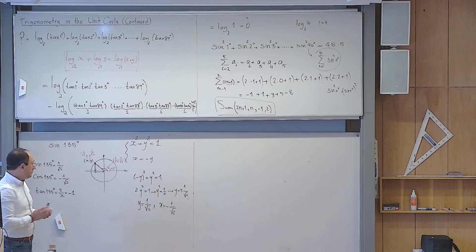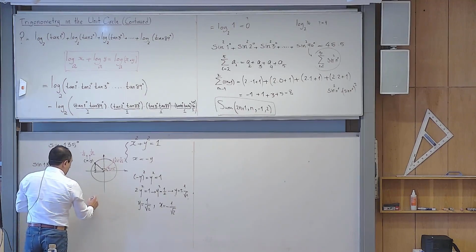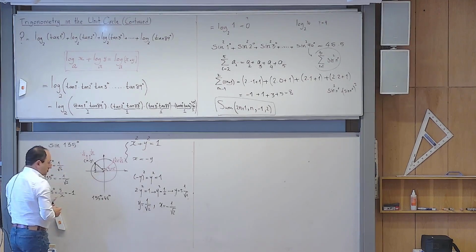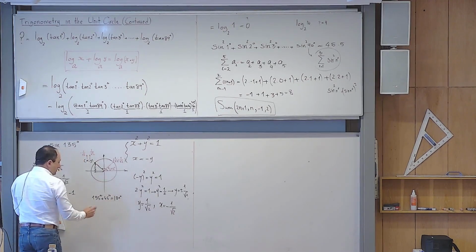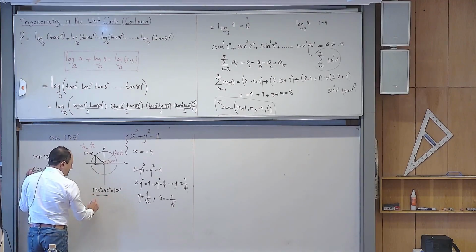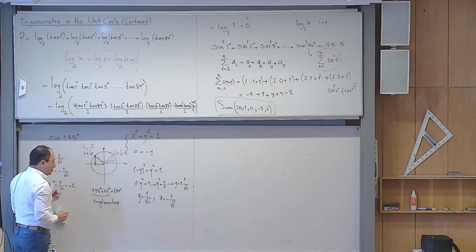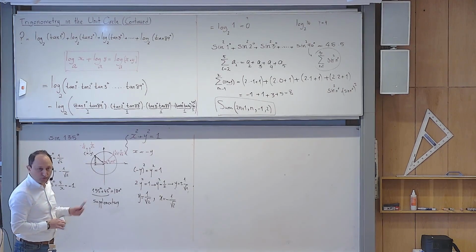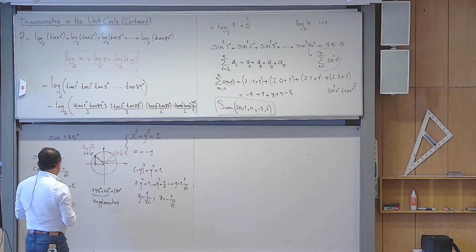Okay? Let me also give you a terminology. So what is the sum of 135 degrees and 45 degrees? It's 180 degrees. Okay? There is also a name for this pair. That's called supplementary. So if two angles add up to 90 degrees, we call them complementary. If they add up to 180 degrees, we call them supplementary. Okay?